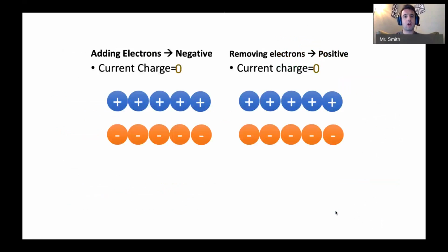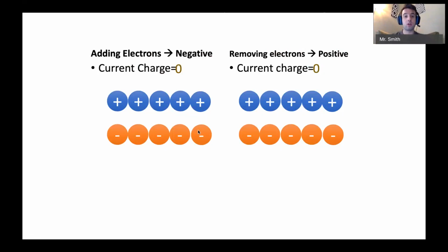Let's move on. This is just a little graphic. What I wanted to show you is how adding electrons is negative and how removing electrons is positive. Those are two pieces of information to write down in your notes. Adding electrons makes a charge negative. Removing electrons gives you a positive charge. So let's say that in both these cases, I've got 5 pluses and 5 minuses. That's the same thing as 5 protons and 5 electrons. Right now, these are both just atoms.